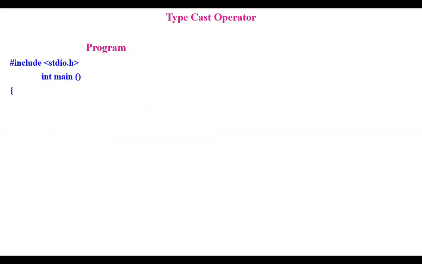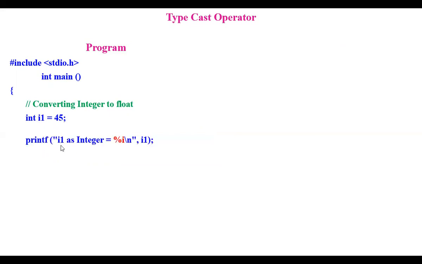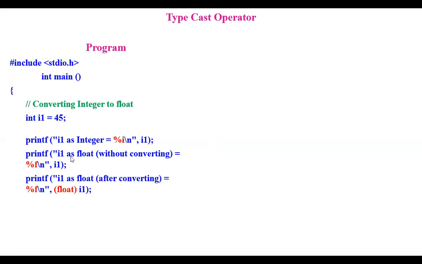Let us see one more example. I want to convert integer to float, integer to floating value. I have taken I1 as an integer. Its value is 45. So printf, I want to print the value of I1 as integer. Next, printf I1 value as float. I am not doing any conversion here. I have taken integer I1 as it is, but I want to display it as float. Let us see what happens.